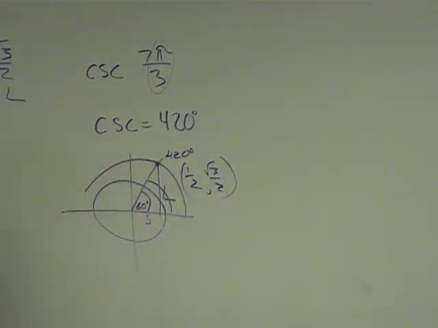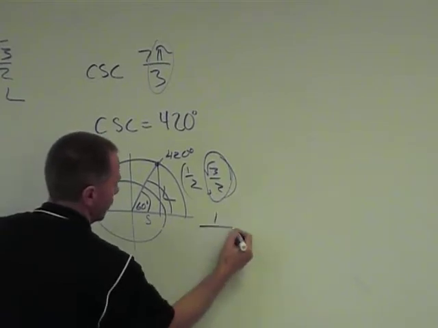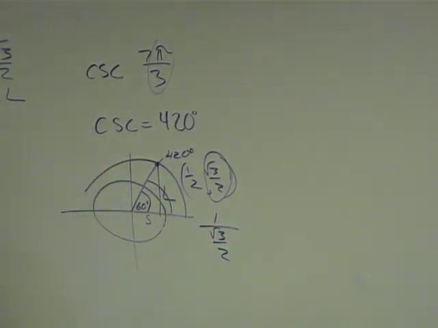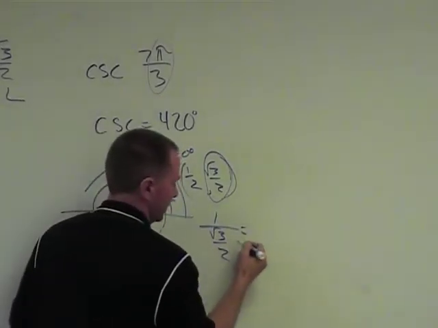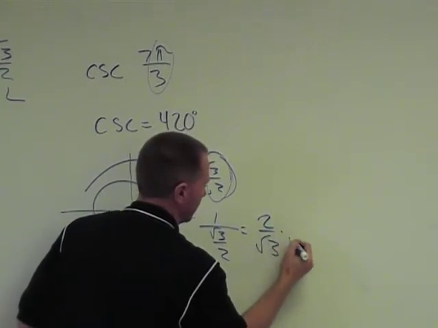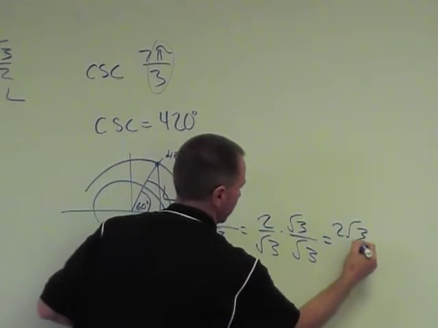And the question is, what is cosecant? Cosecant is 1 over y. So the y value, 1 over the square root of 3 over 2. How do I deal with that? One times the reciprocal, or just the reciprocal at the bottom. 2 over the square root of 3, so we need to rationalize that. 2 radical 3 over 3, good.